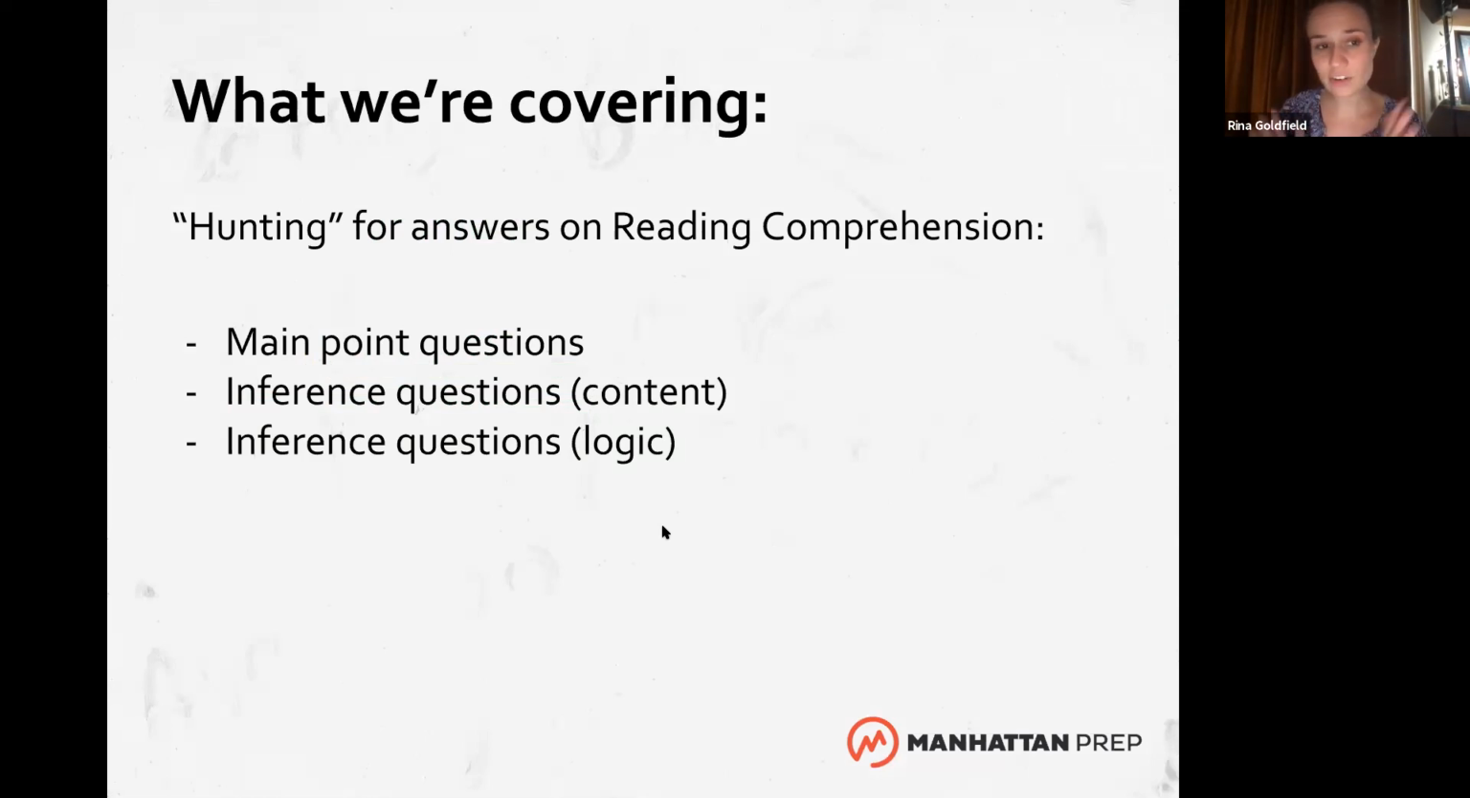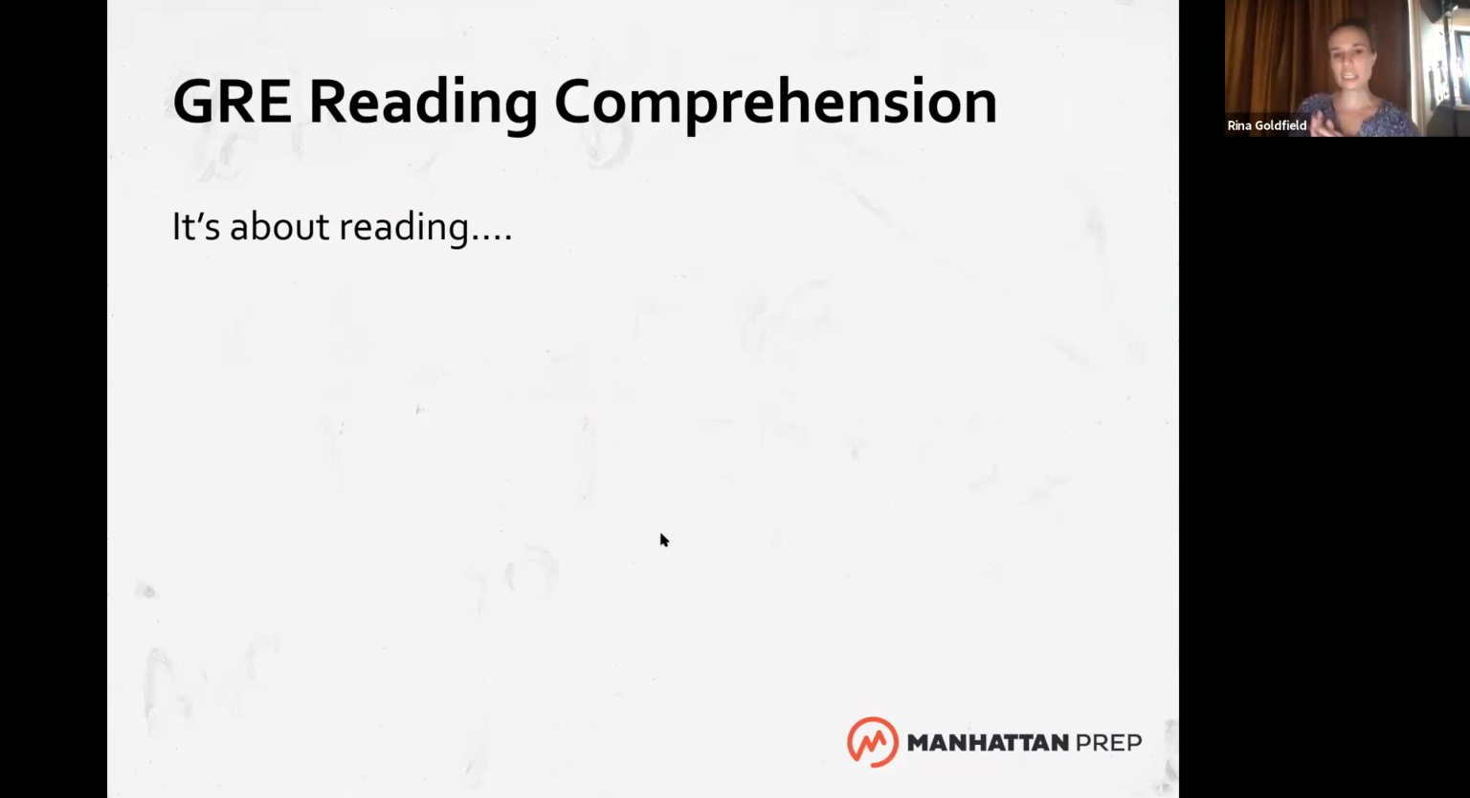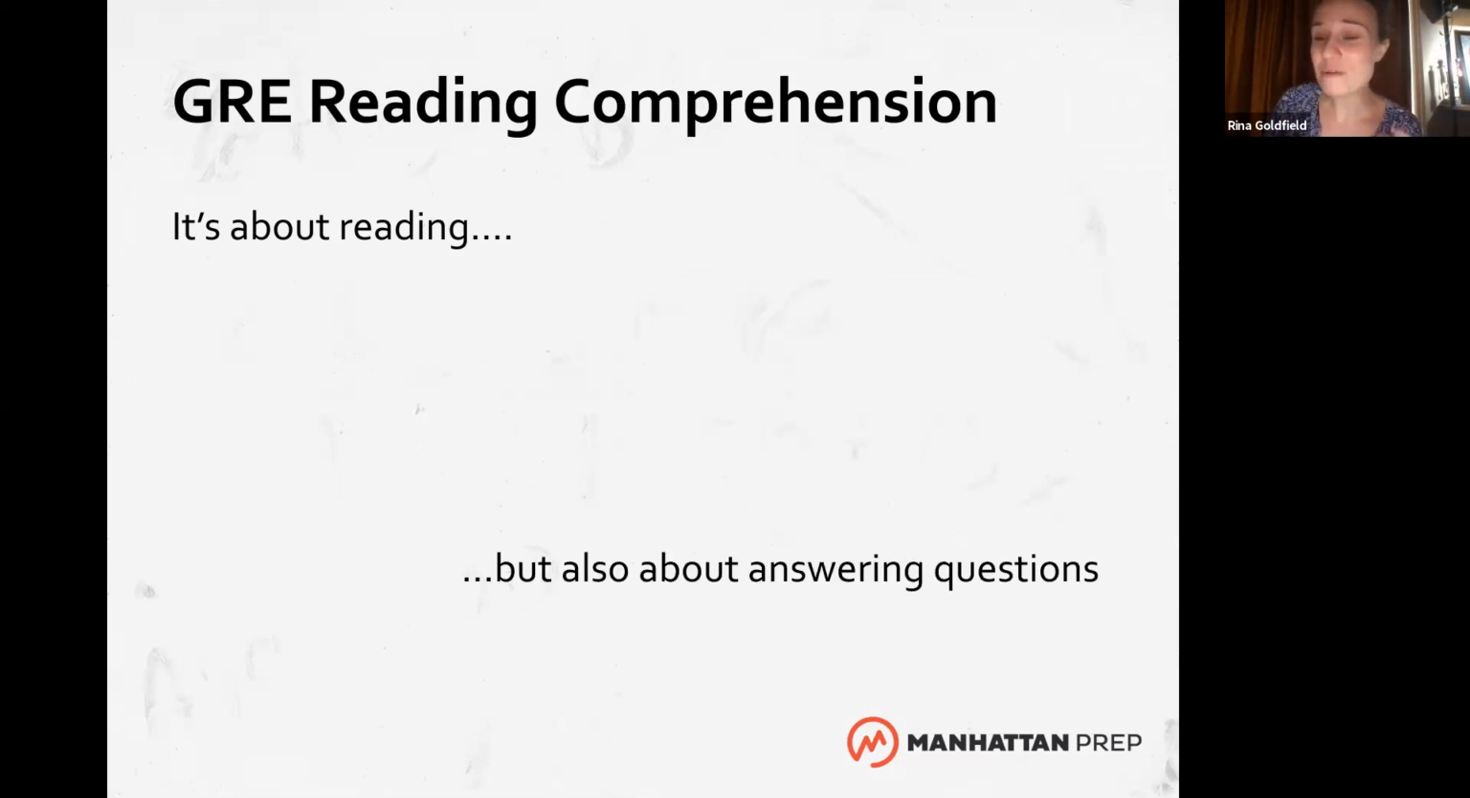So as I said, we're covering hunting for answers on reading comprehension. And this is valuable because GRE reading comprehension is about reading, but it's also about answering the questions correctly. Ultimately, your verbal score is reflecting how many questions you answered correctly. It is not actually how well you understood the passage, though of course that helps you answer the questions correctly. It's just how many questions you got right.